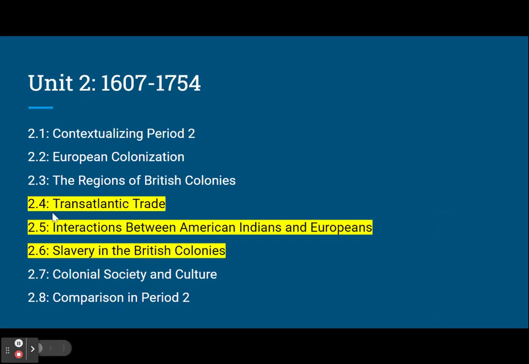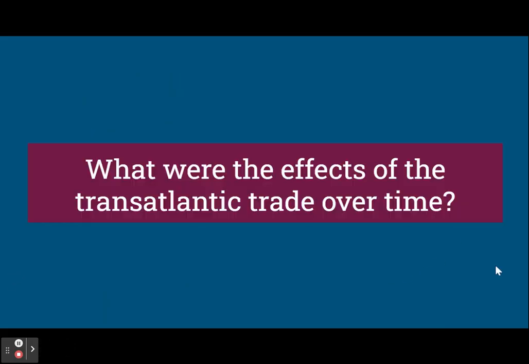We're going to be looking at topics 2.4, the transatlantic trade, 2.5, interactions between American Indians and Europeans, and 2.6, slavery in the British colonies. Okay, so let's look at our first question. What were the effects of the transatlantic trade over time?